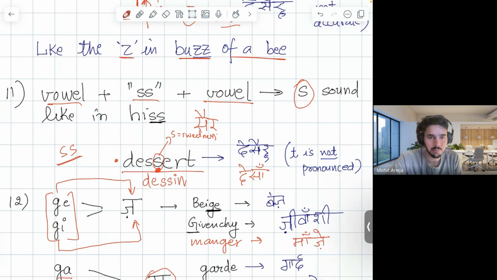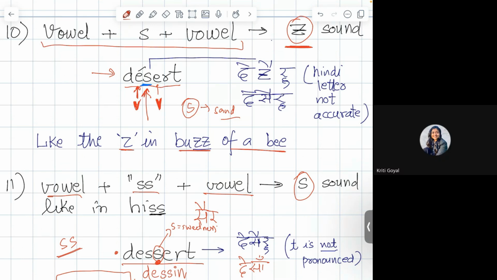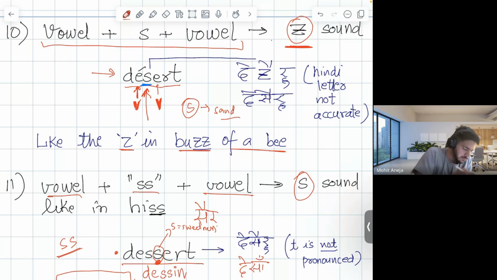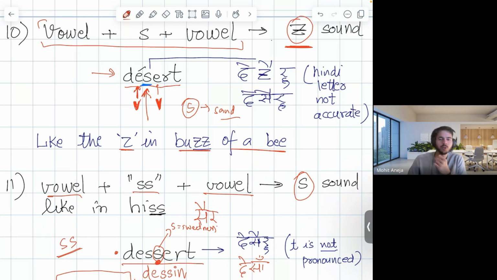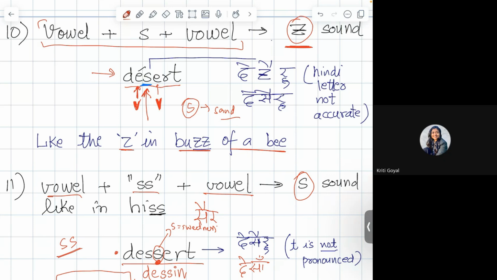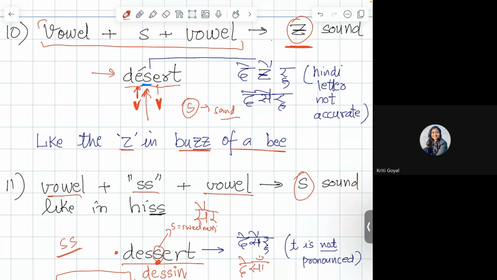I'm going to move to the next one, assuming you've understood this rule. So, Kriti, you have to repeat this rule for me once. What are the rules that we read? What is the first rule? What's the 10th rule basically? The 10th rule is when there is an S which has two vowels surrounding it, next to it on both sides. Then the sound becomes Z. Yes, that's Z, correct, the buzz sound. That's correct. Thank you.